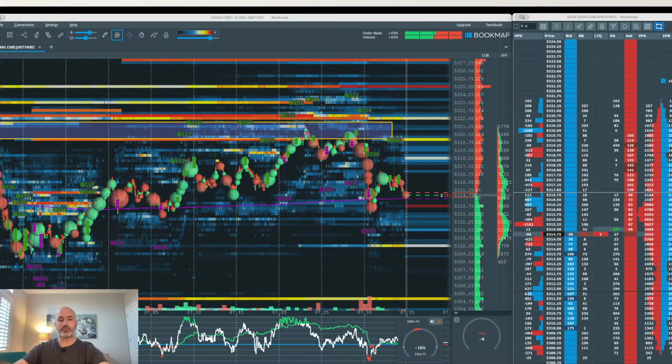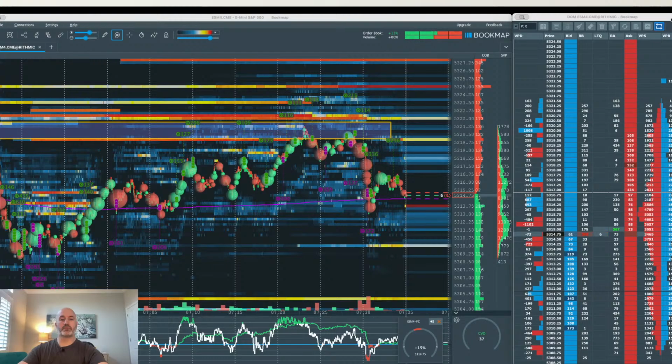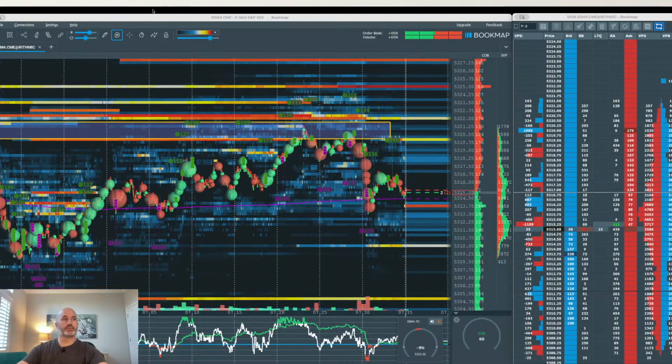I feel like buyers are reaching the top here, losing steam. Sellers just need to step in, and the rest is noise.